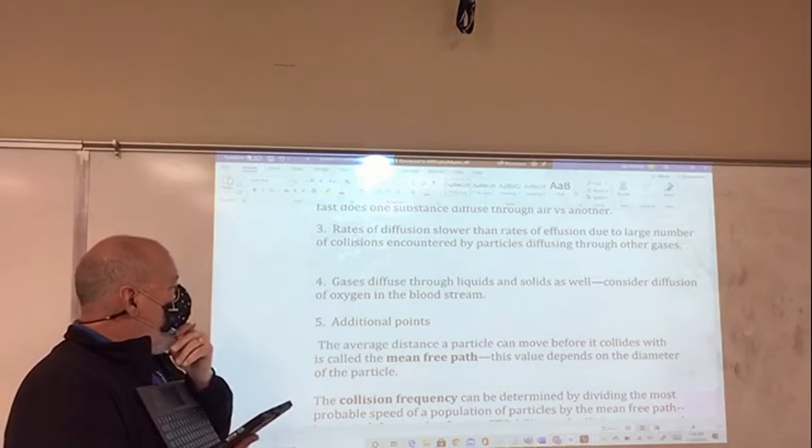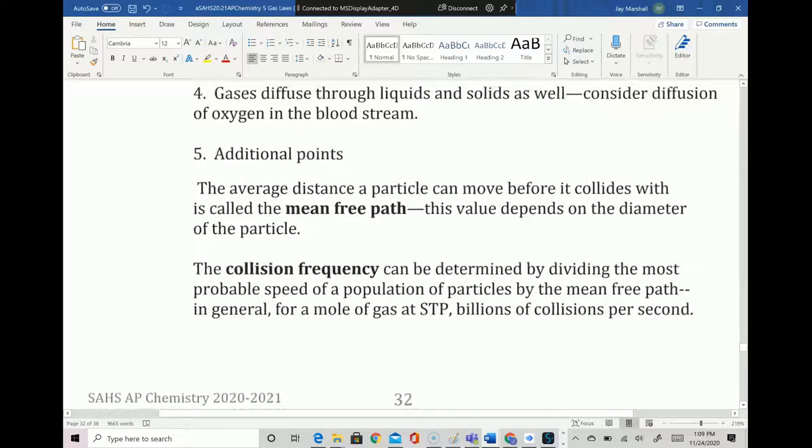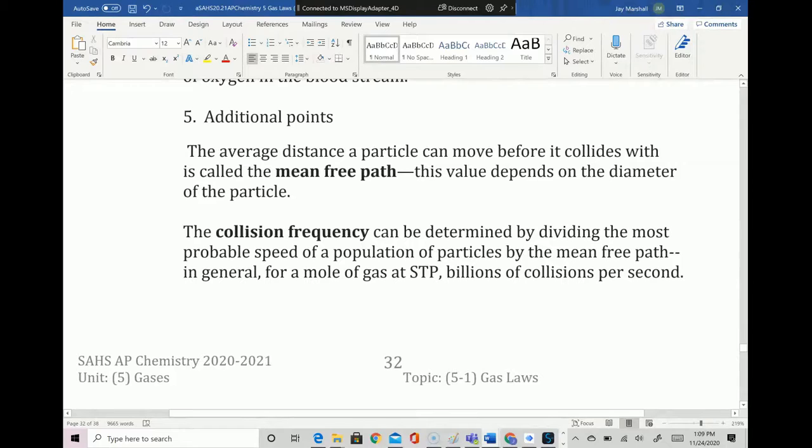So we talked about the idea of the mean free path, the average distance a particle can move before it collides with another particle. The value of this depends on the diameter of the particle, right? Obviously, if I've got a tiny particle, it's going to be able to move further before it smacks something than a bigger particle.